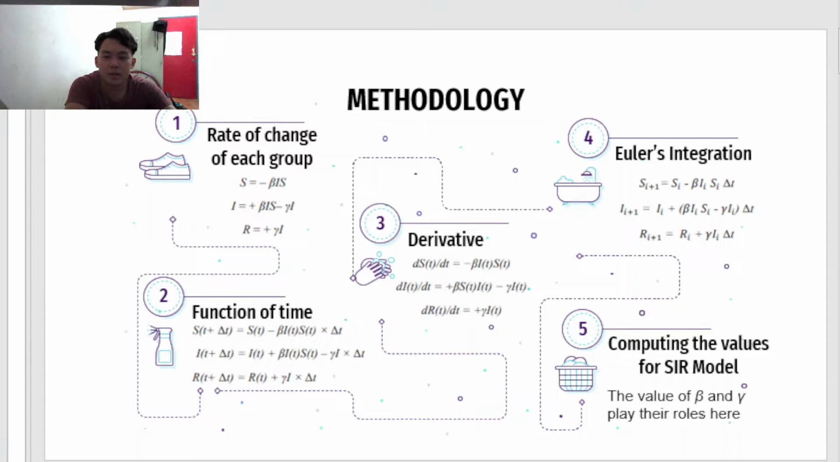So the next step in our method is to find the integration of this function. Why do we need to integrate this? Because in this derivative form, it actually represents the rate of change. But what we want to find is not the rate of change. What we need in our SIR model is actually the size of the group on the next day, not the rate of change. That's why we need to integrate it.